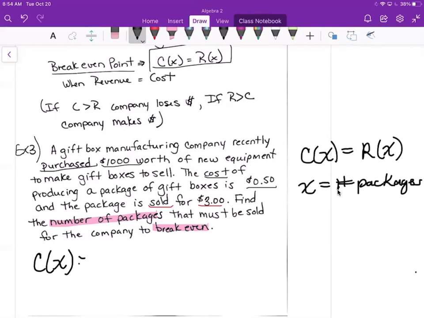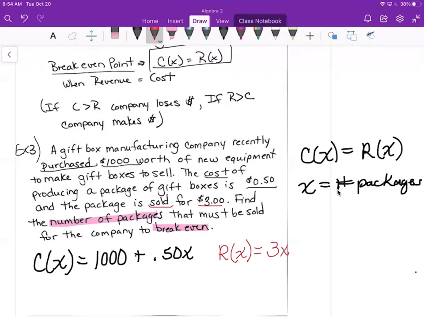We had to purchase first $1,000. So that's a cost. That's a fixed cost. And then it says the cost of producing a package of gift boxes is 50 cents. So it's 50 cents per package produced. So 50 cents times X. Doing our next equation, it says the package is sold. So here's where our revenue comes in because we're selling stuff for $3. So it's $3 per package.